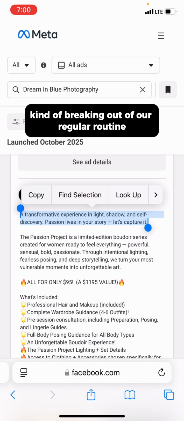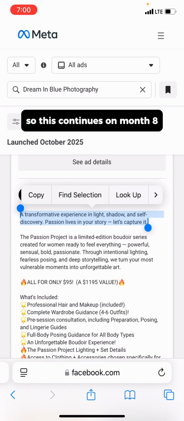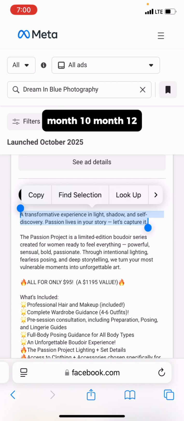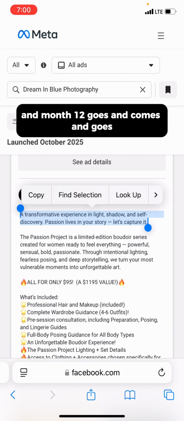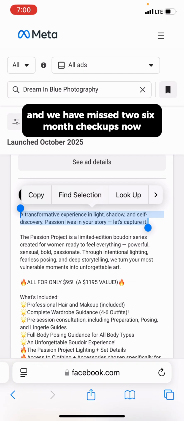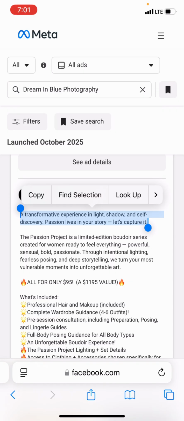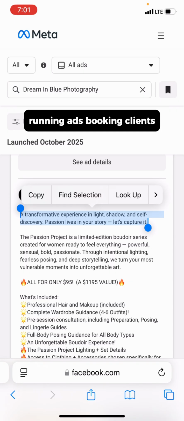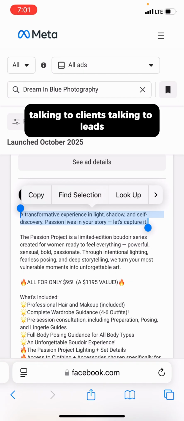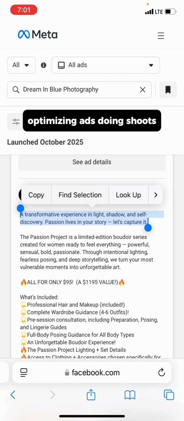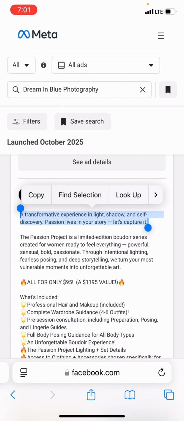So this continues on month 8, month 10, month 12. A few more texts. We get a phone call in there. We're ignoring them all. And month 12 comes and goes, and we have missed 2 6-month checkups now, 2 in a row. Still staying, we're growing the business, running ads, booking clients, talking to leads, optimizing ads, doing shoots, editing photos, doing our in-person sales, selling albums, selling wall art.